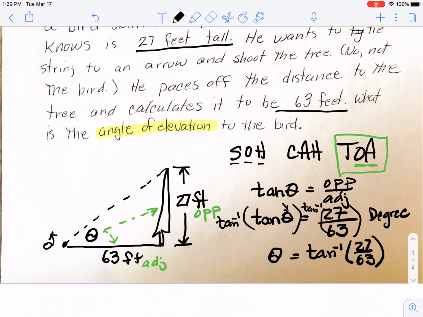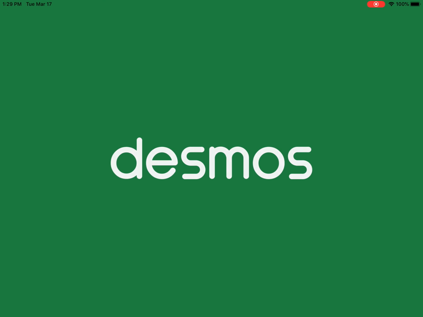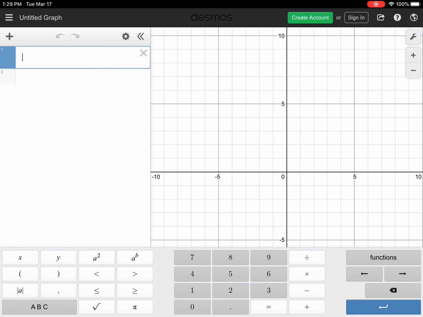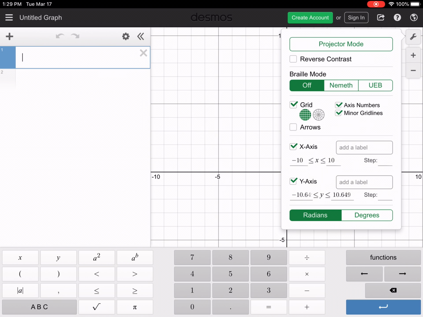Now this is a degree measure, so we're going to open up Desmos. I think you'll be able to do this with Desmos, so I'm going to see if I can do this too. In Desmos, the first thing we're going to want to do, since our angles are in degrees, is go to this little wrench at the top of the screen and change from radian mode to degree mode. Then I'm ready to just type in what I need.